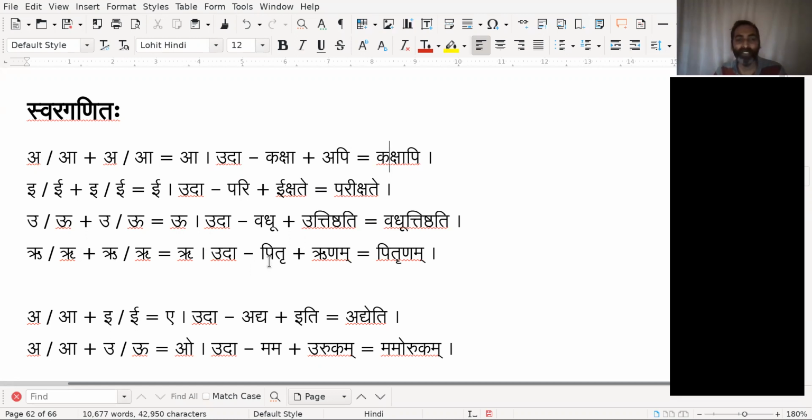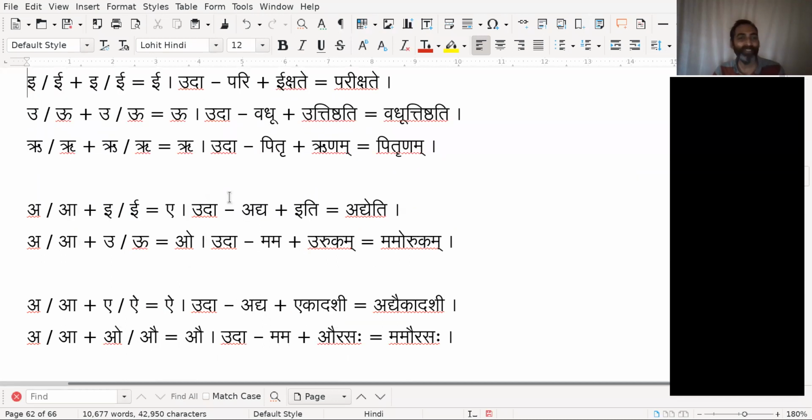Then there is Rikara plus Rikara: Pitri plus Rinam. Rinam is loan, basically a debt, the debt which you owe to your father, not money debt and other things. So it becomes dirgha: Pitrinam. These are the similar ones. If you want the name, though don't bother about it, it is typically called Vriddhi Sandhi, because it becomes increased.